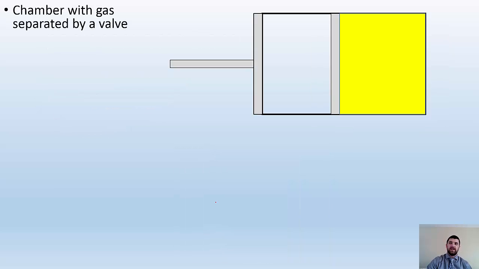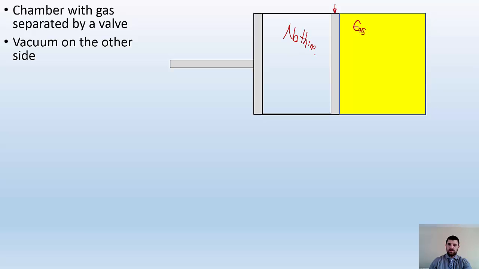All right, so here is a classical chemistry example. We have a chamber with a gas separated by a valve. So we have a valve right here, and we got gas over here, and we got a vacuum on the left side. So nothing. There's nothing in here. Not air, not atoms, not anything. It's a vacuum.